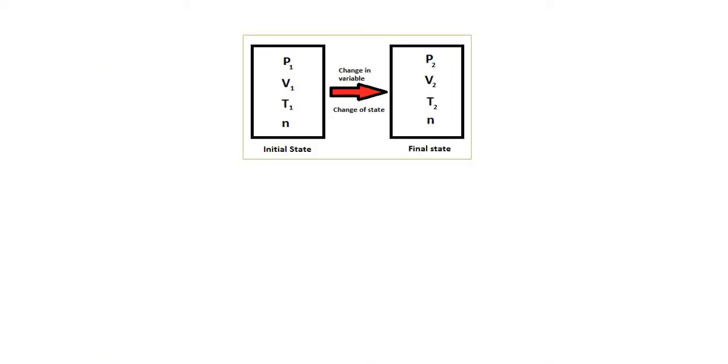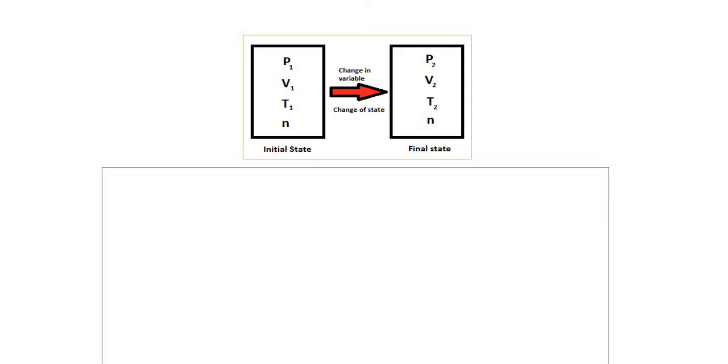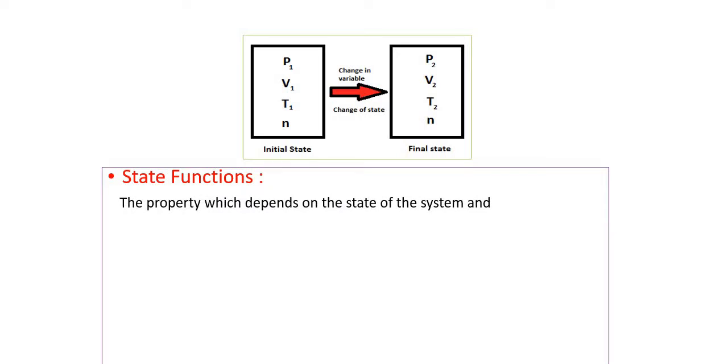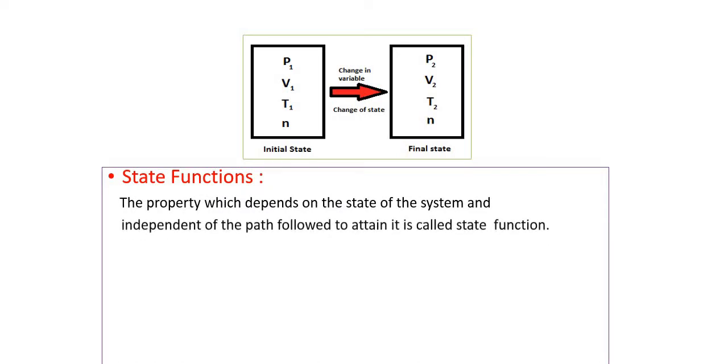Next, state functions. See the diagram. These are 4 different state functions. So first, state functions: the property which depends on the state of the system and is independent of the path followed to attain it is called a state function, which is independent of the path.